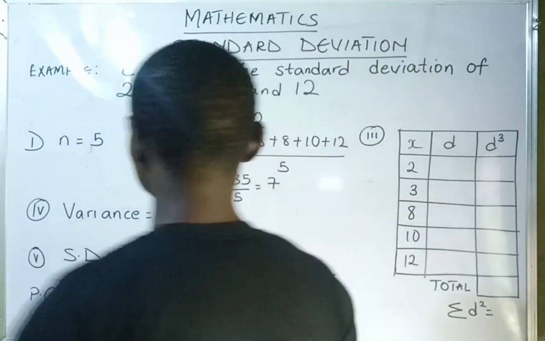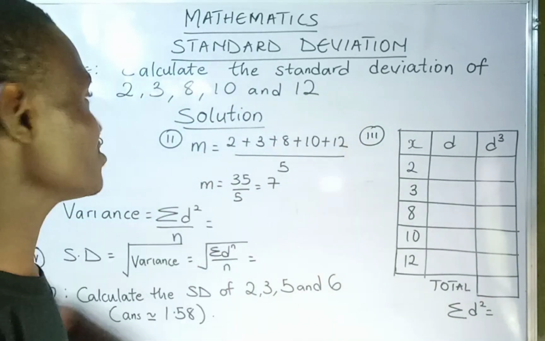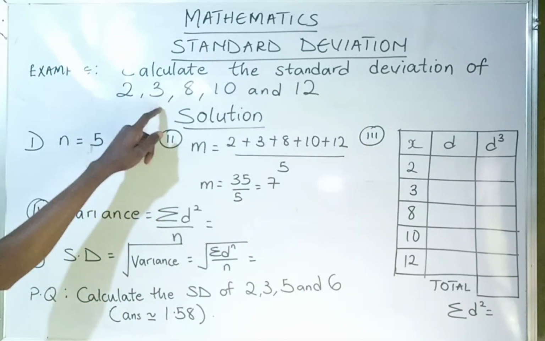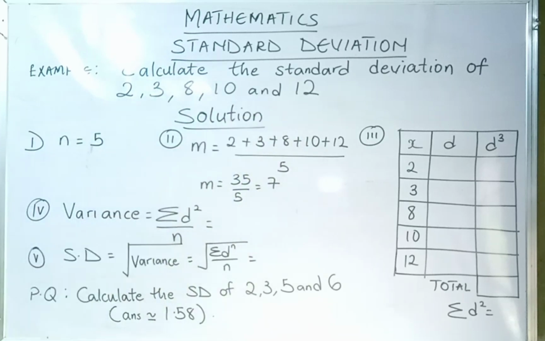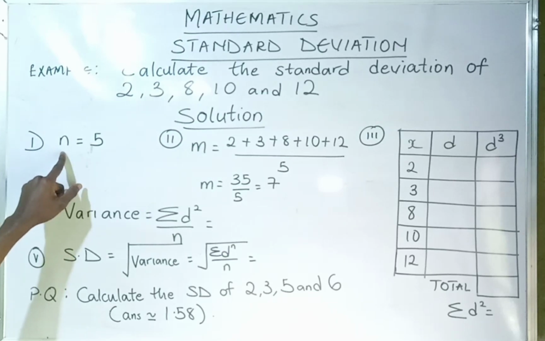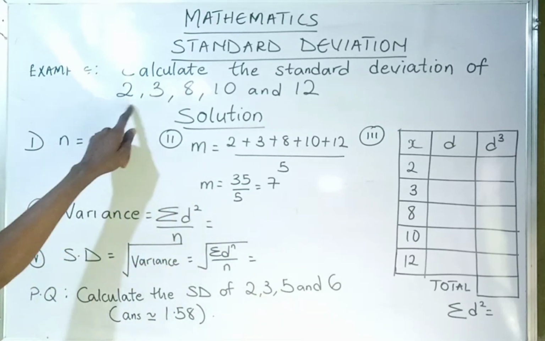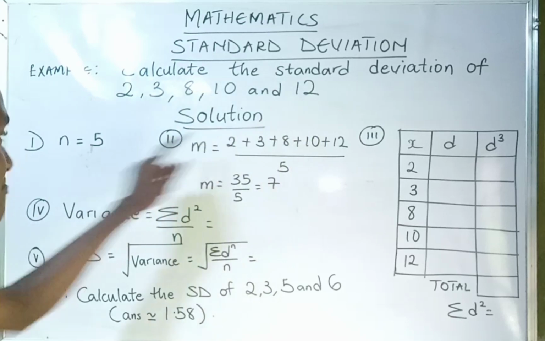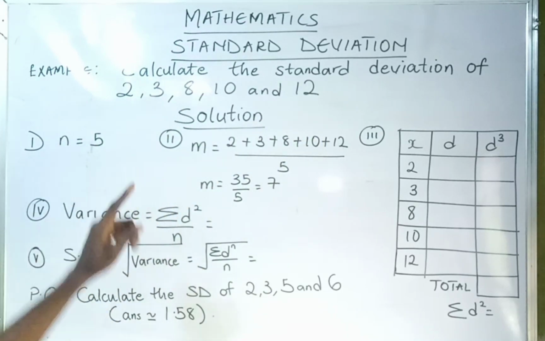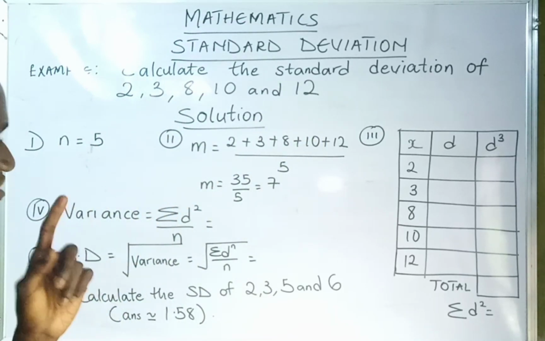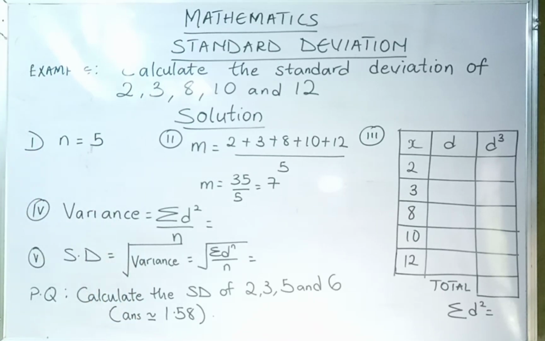The question says, calculate the standard deviation of 2, 3, 8, 10, and 12. As I have shown you in the steps, the first thing to do is to find n. What is n? I have 5 numbers: 1, 2, 3, 4, 5. My n equals 5. What is the next thing we want to do? We want to calculate the mean of the distribution.